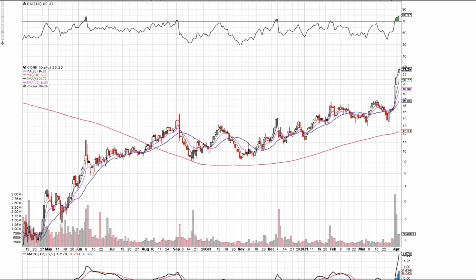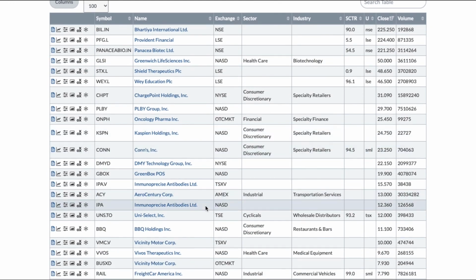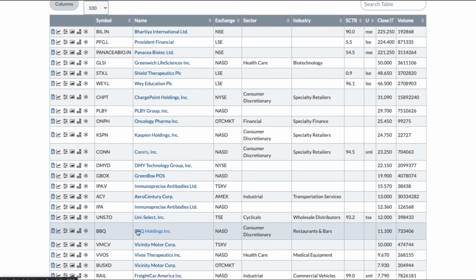But there are plenty of other stocks, right? So let's look at another one. Let's look at ChargePoint. I like looking at ones with sectors. That's why. Okay, so let's look at ChargePoint.